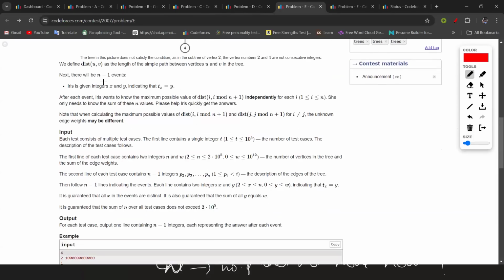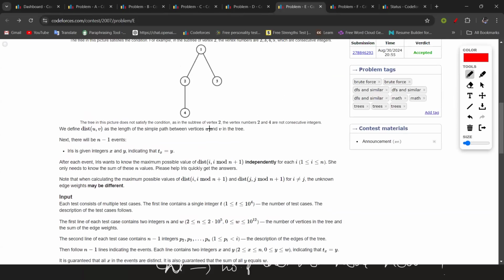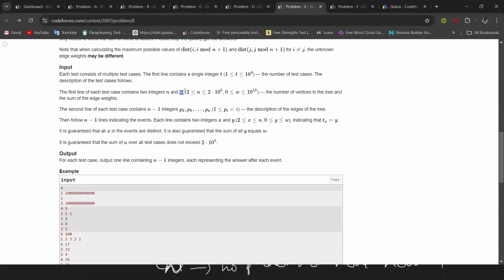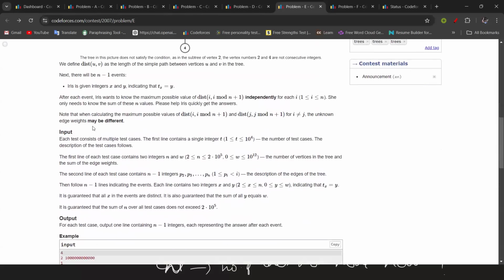Okay. Now next, there will be n minus 1 events. Iris is given x and y, indicating tx is y. For a tree of n nodes, there would be n minus 1 edges. So initially, you are not given the weights of the edges. You are only given W, that the sum of the weights of the edges is W, but those exact weights are unknown to you. Now, one by one, you are given the weights of every edge. So like 2, 4, 3, the weights of these edges are revealed.